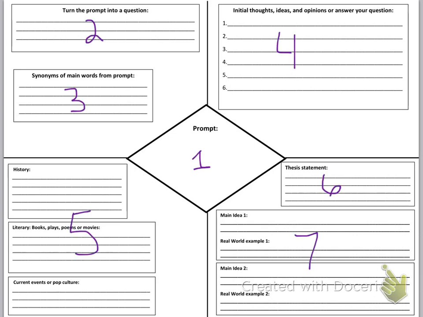Okay, so whenever you're creating the Frayer model, you have multiple steps you have to follow. Number one, you write your prompt. Number two, you turn your prompt into a question. Number three, you find synonyms of the main words in the prompt. Four, you answer the question that you created in step number two. And five, you think of examples from history or from literature or from current events that are happening in our world today. Six, you actually create your thesis statement. And then in seven, you create your topic sentence or main idea for body paragraphs 1 and 2 and the examples that you're going to use.